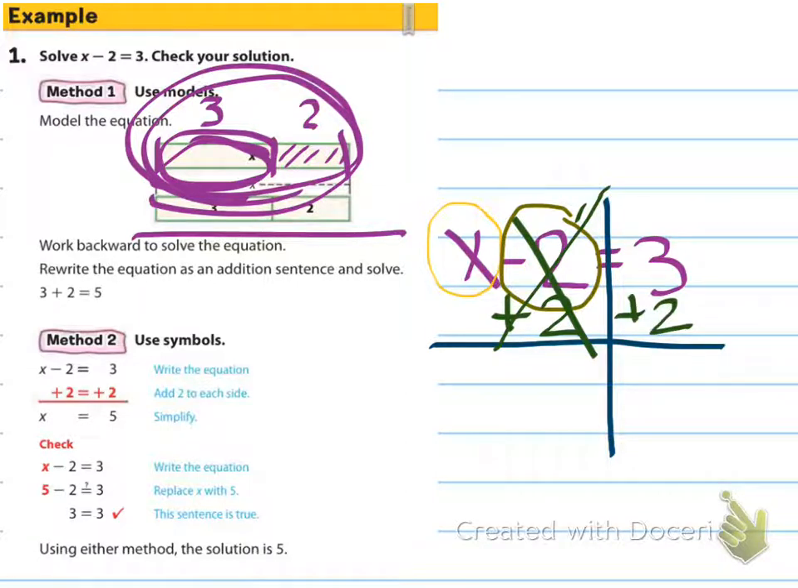I can't just add 2 on one side of the scale and not the other side of the scale. I'm not going to be in balance. So I'm left with x on this side equals, and then 3 plus 2 is 5.